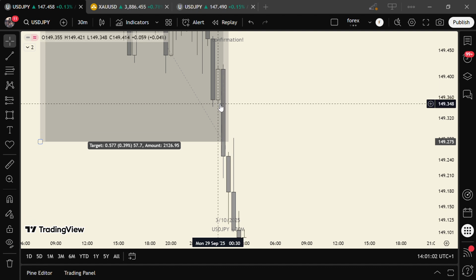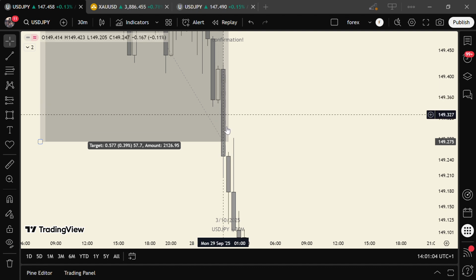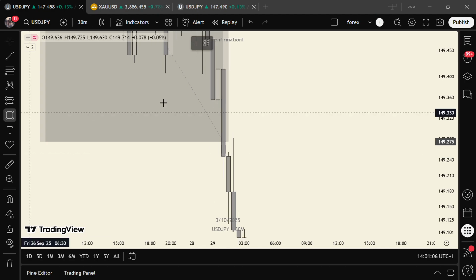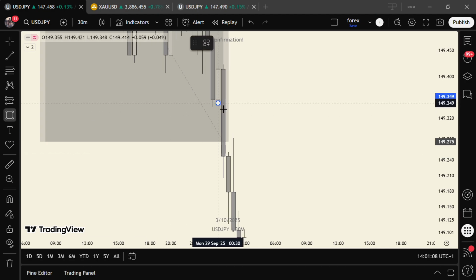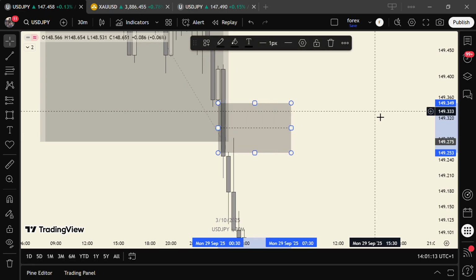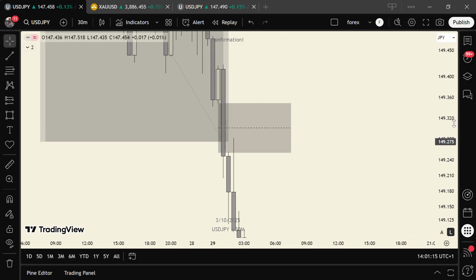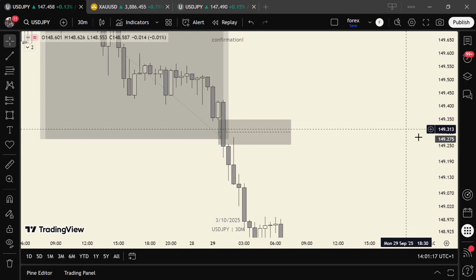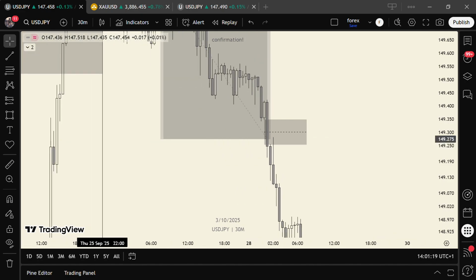We can see the bottom wick of this first candle and the top wick of this third candle, and there is a gap in between them. Very clear fair value gap. It's a very valid fair value gap as well. So that would be where I would enter.